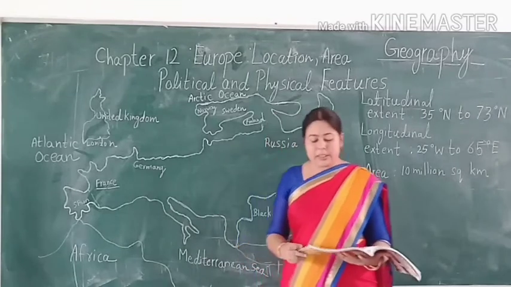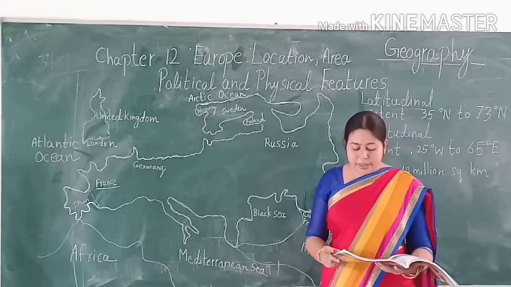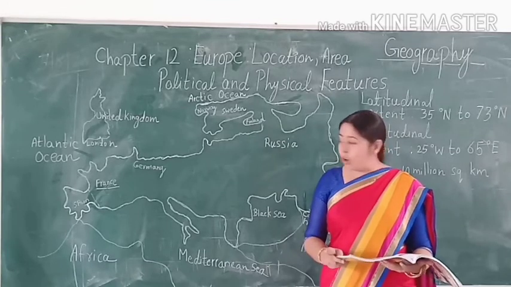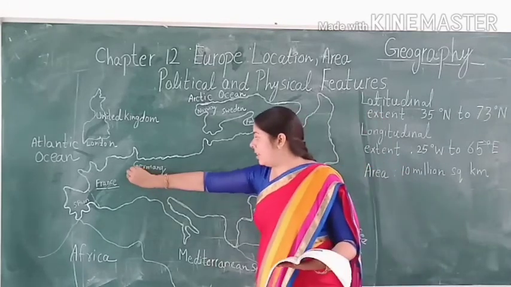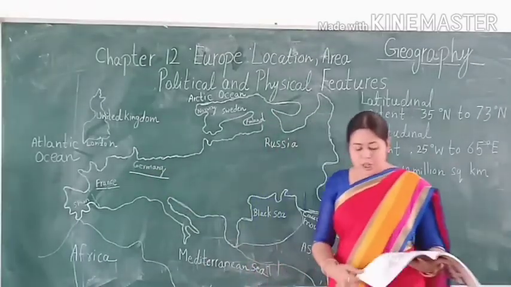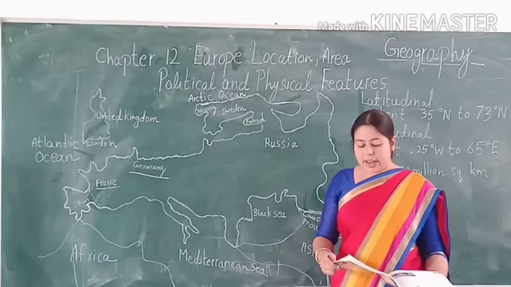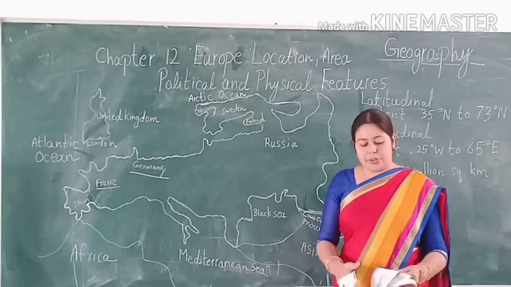The third important city of Europe is Berlin. Berlin is the capital city of Germany. Here is Germany, and Berlin is the capital city of Germany and also its largest city. It is an important river port.